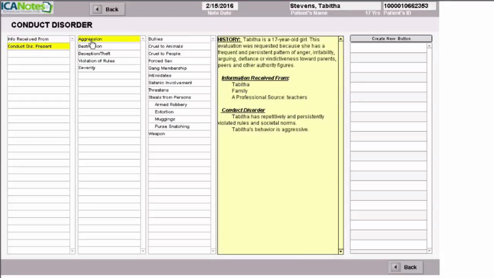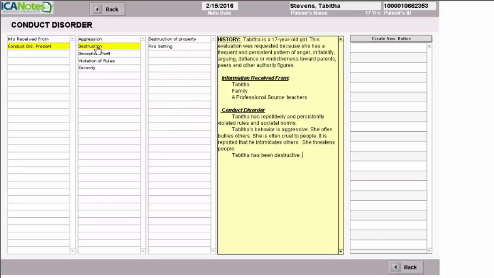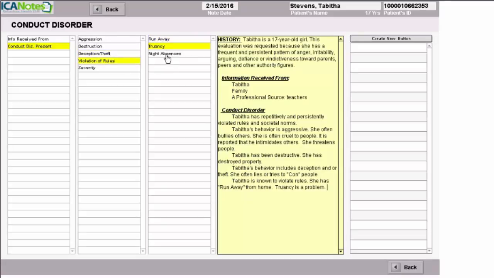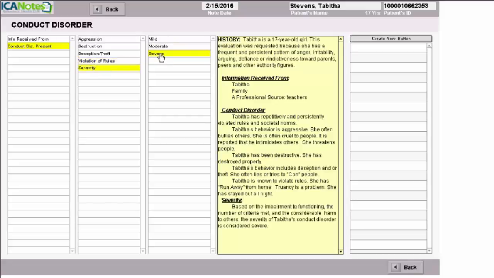Let's look at aggression first. Let's come over here and say that she bullies, she's cruel to other people, she intimidates other people, and she threatens. In terms of destruction, she has participated in destruction of property. Deception or theft, I'm going to say she has been caught lying or conning. Violation of rules, she's run away, she's been truant, and she's had night absences. Let's make the severity of her illness high.